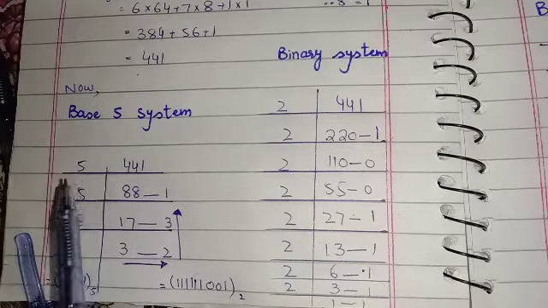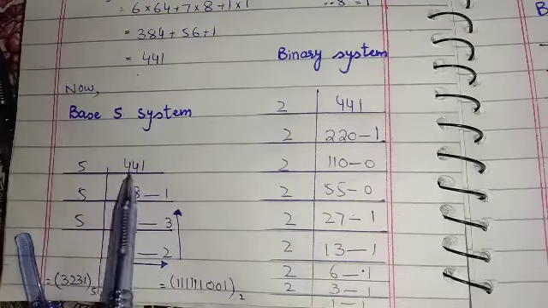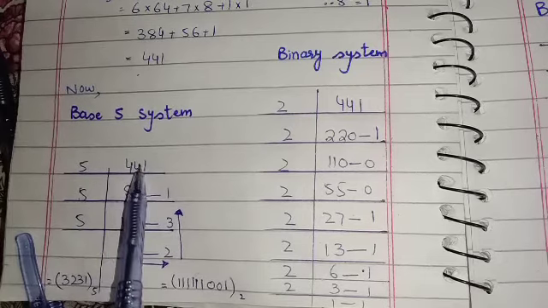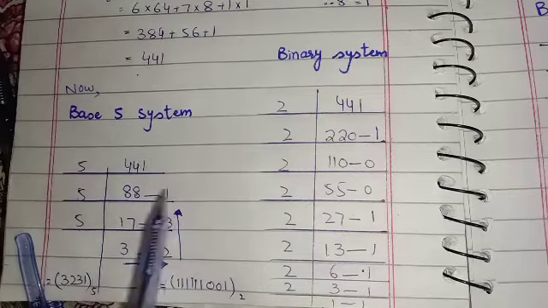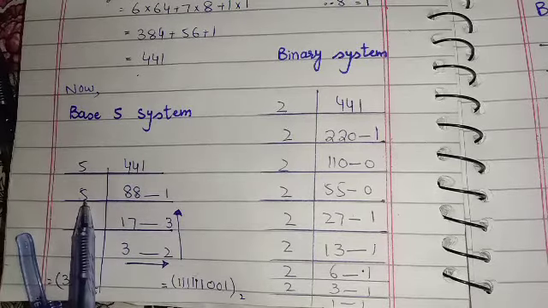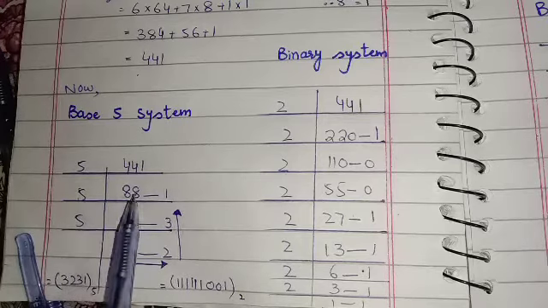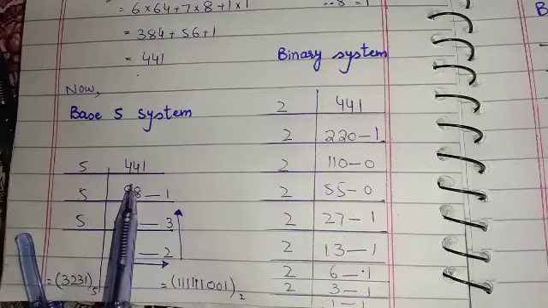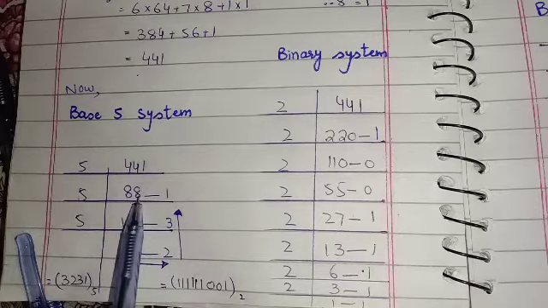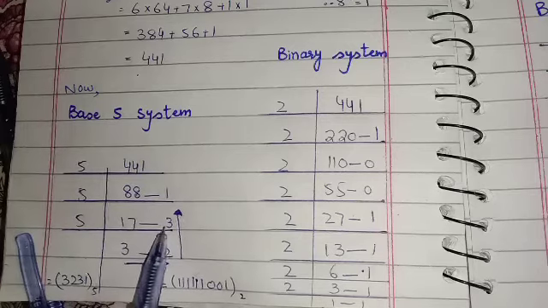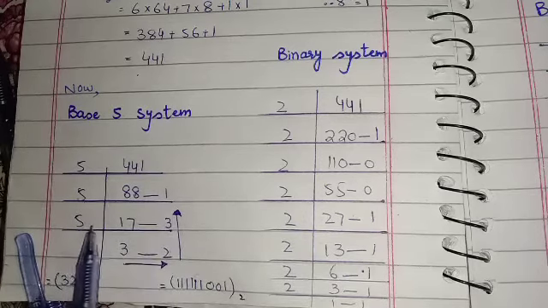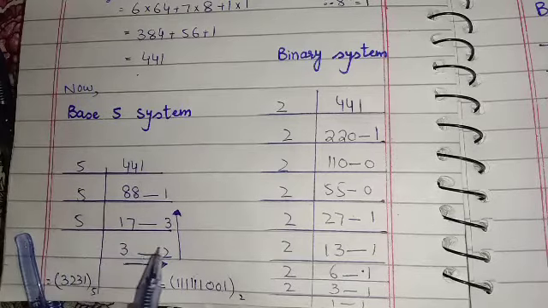How did this happen? 5 8s are 40 and 4 left. Carry with the 1, we got 41. Then 5 8s are 40, we have 1, it will be written on the side. Now again dividing by 5, 5 ones are 5, there is 3, carry with 8, it makes 38. 5 7s are 35 and we have 3 left, it will be written on the side. Then again we will divide by 5, 5 3s are 15, we have left 2, it will be written again.